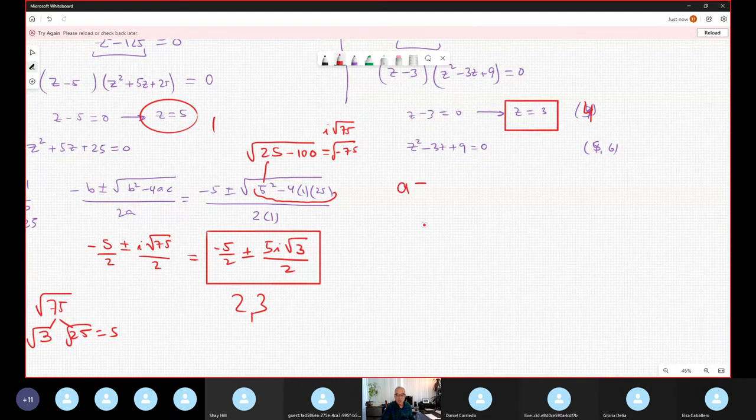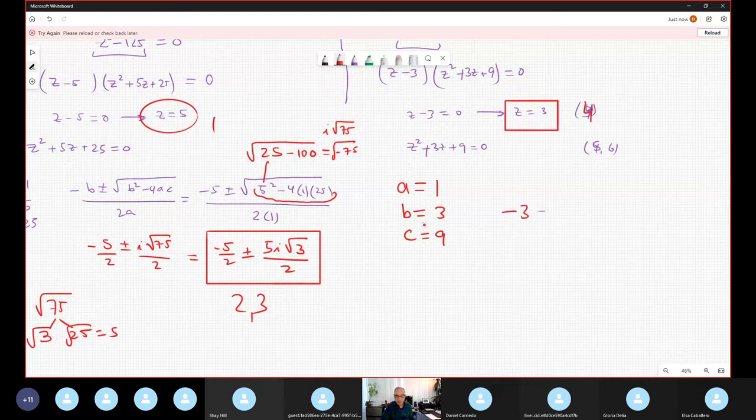And solving this case similarly, we expect complex solutions more. A is 1, B is minus 3. Is it minus or plus? It's plus. Everything is plus, it was a mistake. Look, it's a plus. B is 3 and C is 9. I know it's too long, sorry. I would never put this on a test. Okay, let's do it quickly.